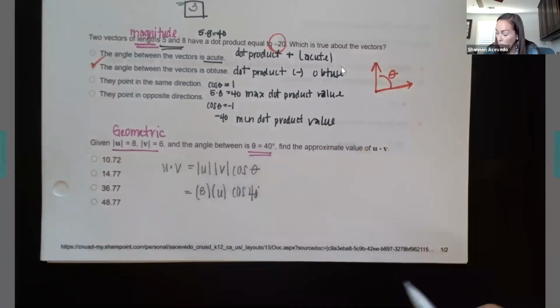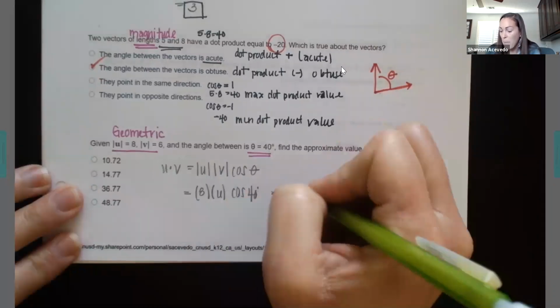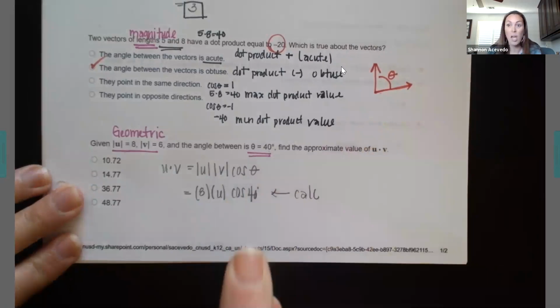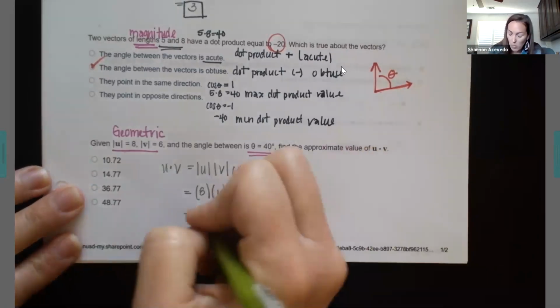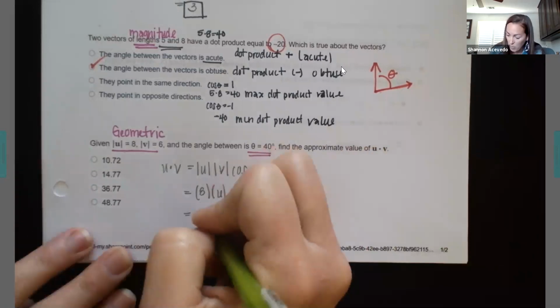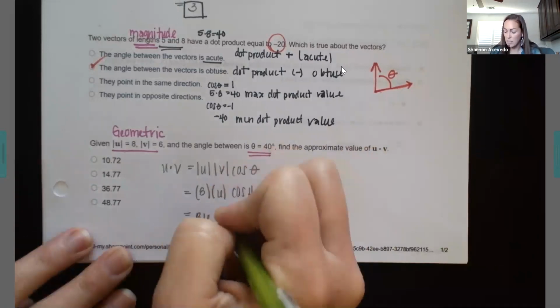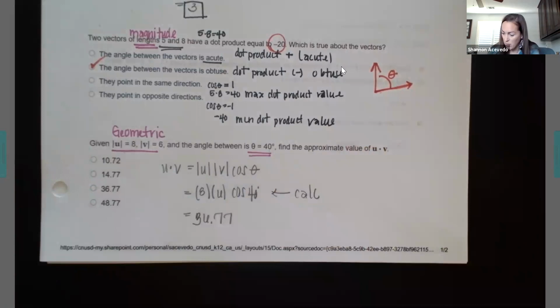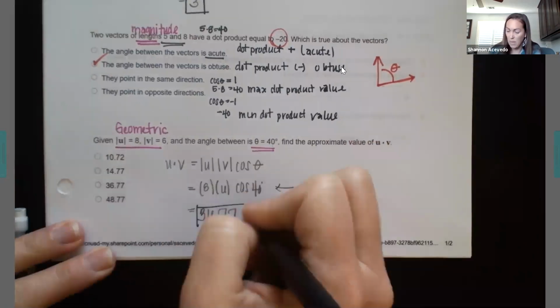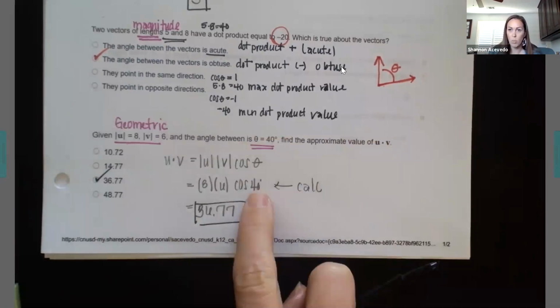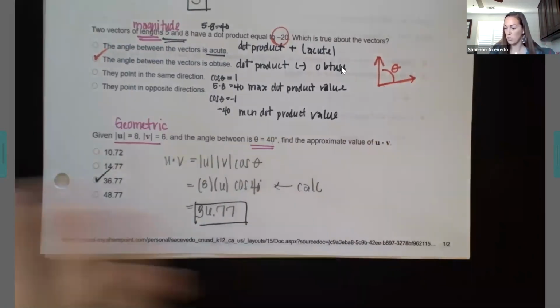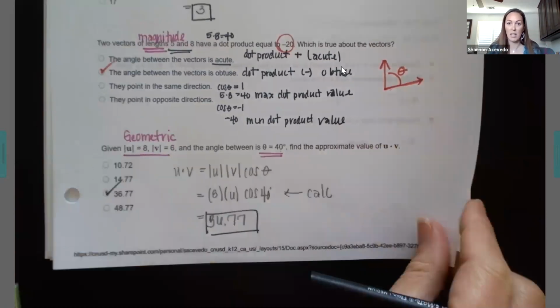Go to your calculator. Make sure you're in degrees. Plug it in. That's all you've got to do. And when I do that, I get 36.77. Answer, done. Again, biggest mistake, make sure your calculator is in degrees, because I don't know where you guys left it off at. So always check that.